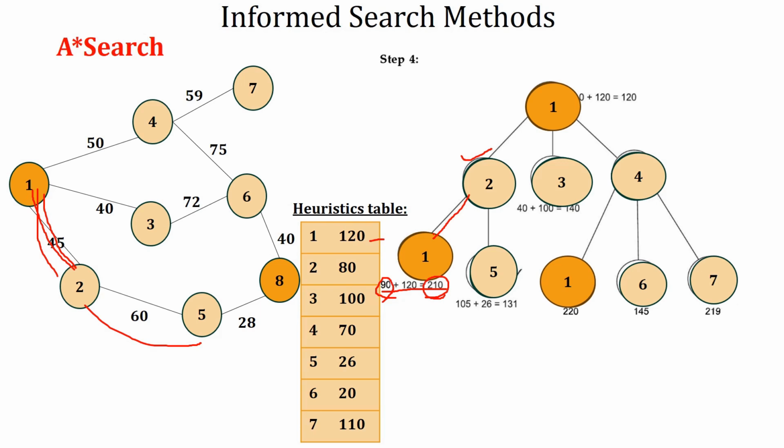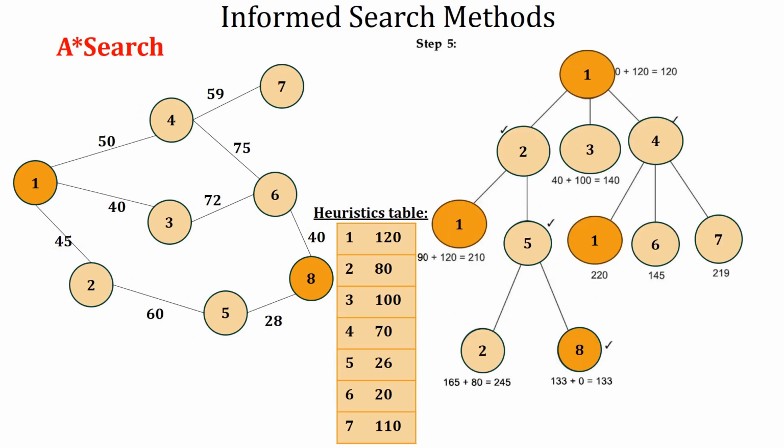Then coming to node 5, from the start node to reach node 5, it is 45 plus 60, that is 105, plus the heuristic value of node 5, which is 26. So, 105 plus 26 is 131. Now, when we compare the minimal of all, out of the values we have found node 5 to be the optimal node.